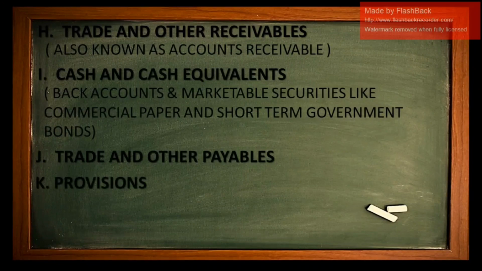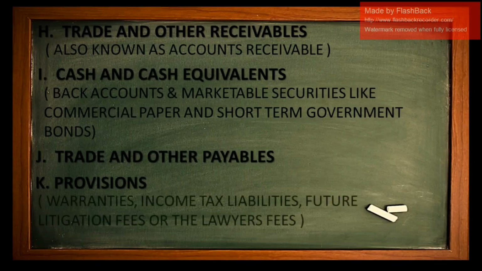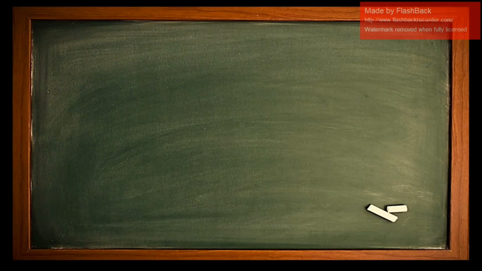The next one is provisions. This is the amount of an expense na elected by an entity to recognize now. This is used to cover probable future expenses, kagaya na lamang ng warranties, income tax liabilities, future litigation fees, or lawyer's fees. Ang provision is para sa mga possible na pagkagastusan ng company na nilalaanan nila ng pondo, which nakalista siya as expenses. The next one is financial liabilities.